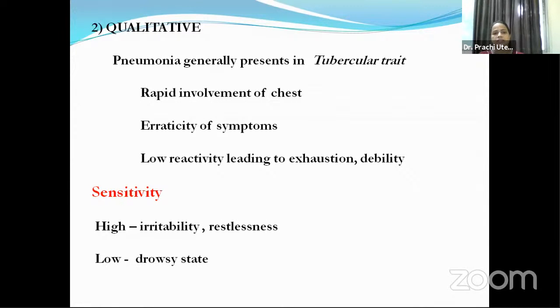So what is sensitivity? It is basically how the living organism reacts to the environmental stimuli. Sensitivity is usually assessed at the level of the mind and nerves. We call it high sensitivity when a child is very irritable, crying, very restless, anxious. And when the child is in a very drowsy state or a toxic mood is there, then usually sensitivity is low. There is no reaction to the environmental external influences in low sensitivity.